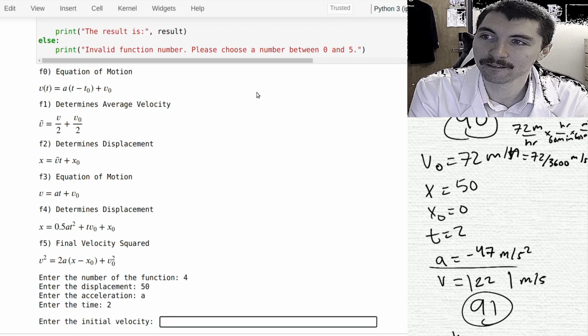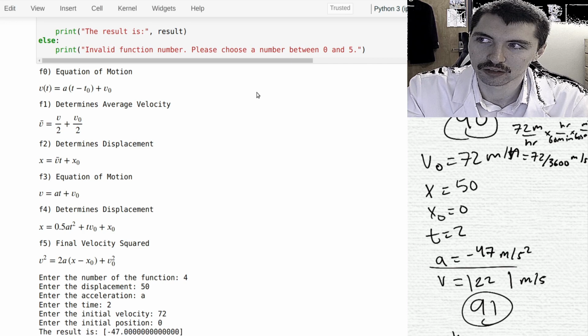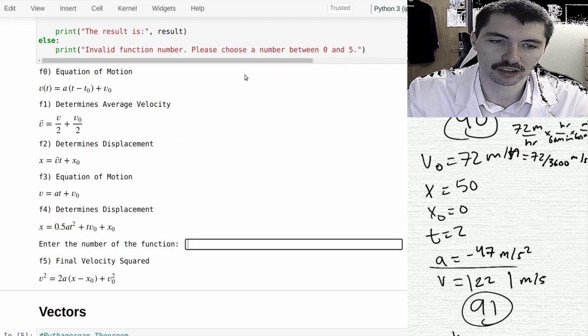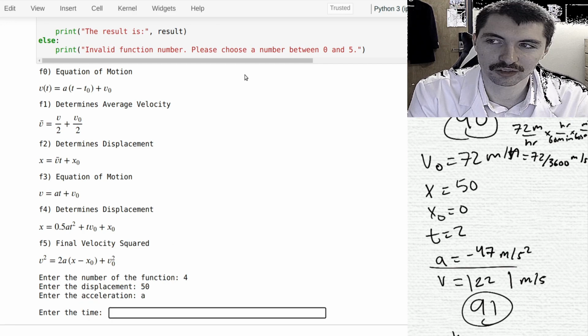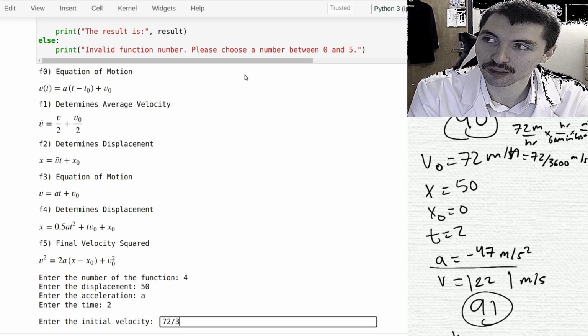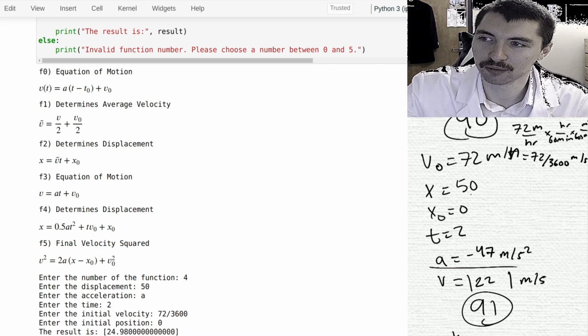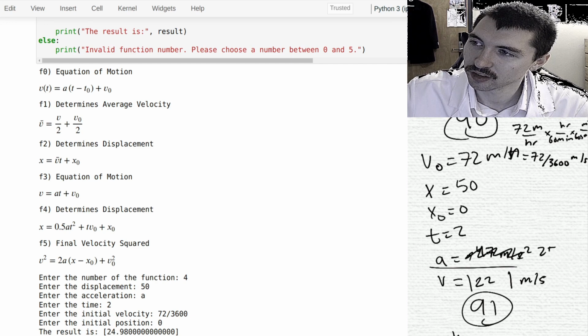T is 2. Initial velocity is 72. Initial position is 0. Oh, I didn't change it. I'm really struggling with this one. Acceleration is a. T is 2. Initial velocity is 72 divided by 3600. Initial position is 0. Okay. So I'm getting 25 meters per second squared.